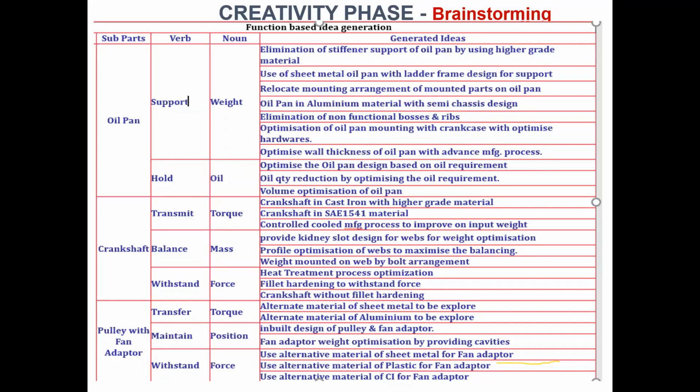And with respect to the crankshaft, you can go for a material change from the existing to SAE 1541. It is the cheapest cost material, but at the same time it will not have any quality issue. And you can even make some design changes with respect to the crankshaft, providing some slot for weight optimization, and the web.